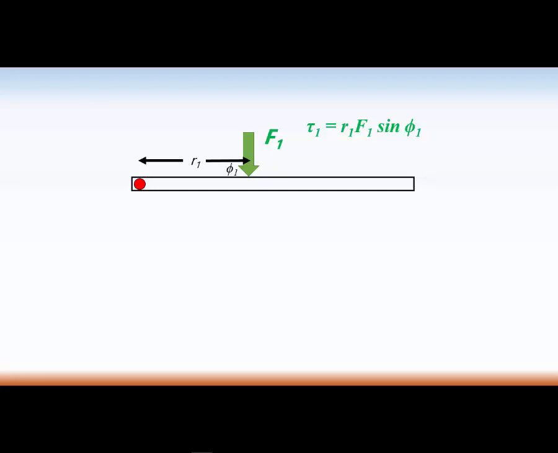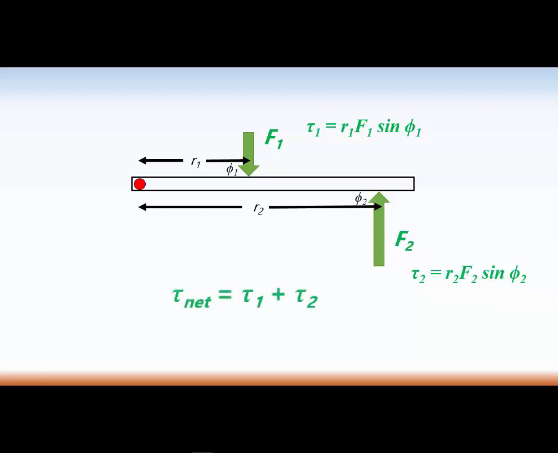Next we have a larger force acting at a greater distance at another angle phi 2, and we can find its torque by multiplying the radius times the force times the sine of that angle. We can then calculate the net torque by adding up these two torques. We need to remember that the first torque is negative because it will move it in a clockwise direction, and the second torque is positive because it will move it in a counterclockwise direction.